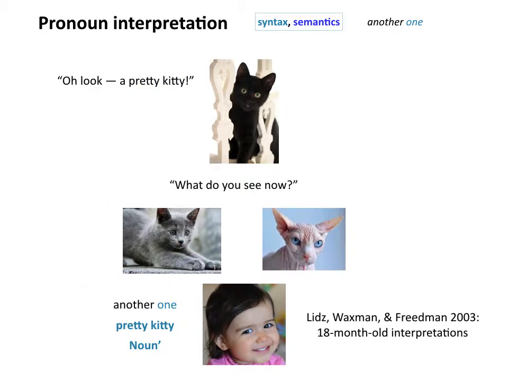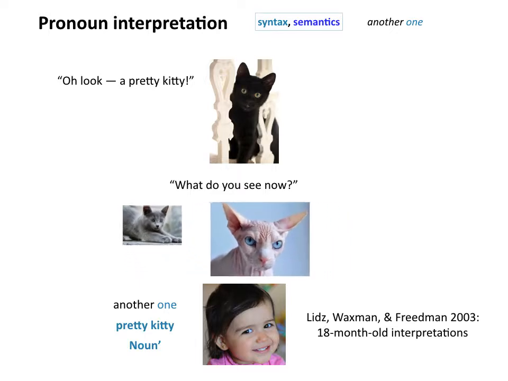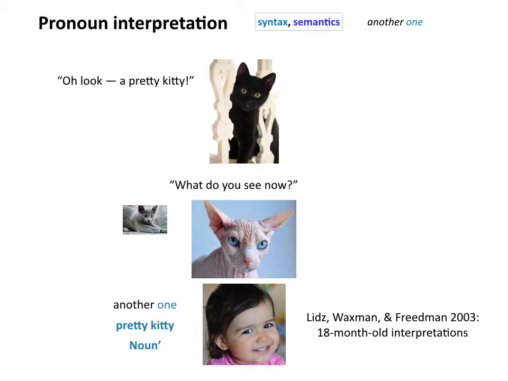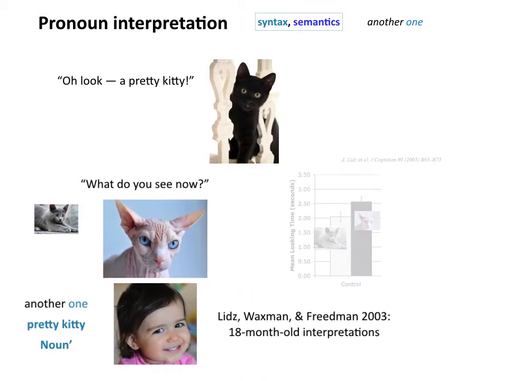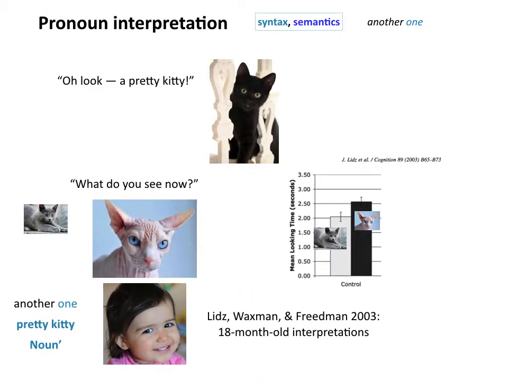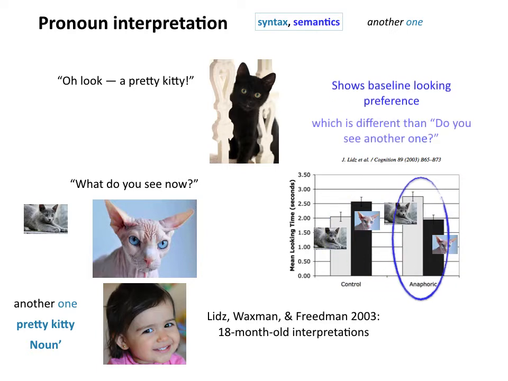So, "Oh, look, a pretty kitty, what do you see now?" Well, what do kids do then? Well, 18-month-olds in this case now look at the not so pretty kitty, the novel kitty, as it were, right? They're looking longer at the not pretty kitty. They're definitely not behaving the same way. This seems to be their baseline looking preference. What do you see now? They look at something new, in this case, the not pretty kitty, right? And that's different than what they do when you ask them, "Do you see another one?"